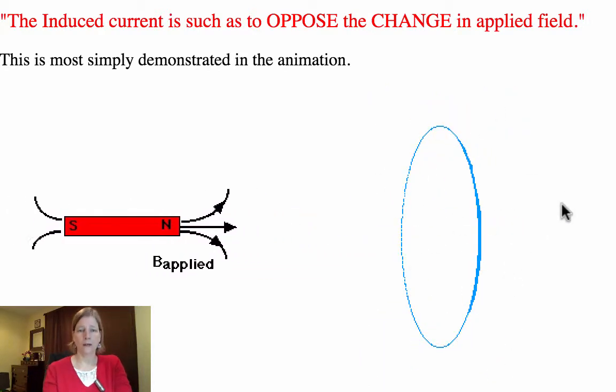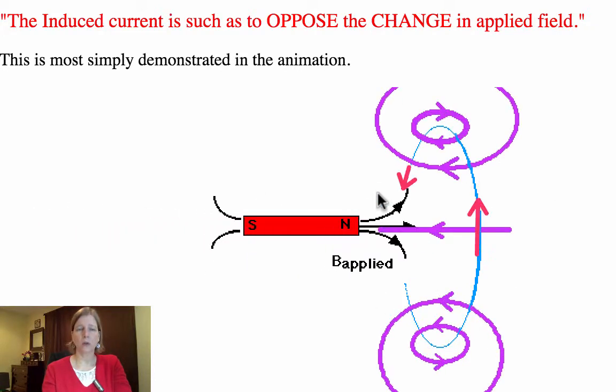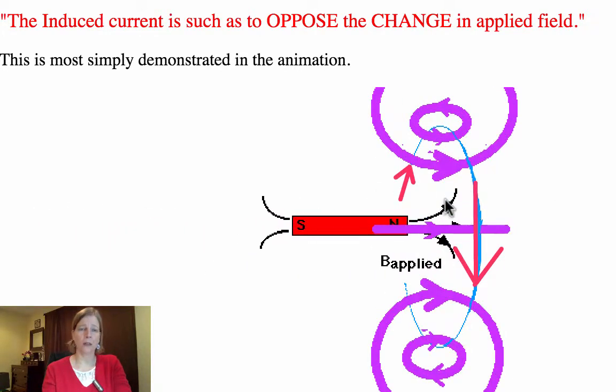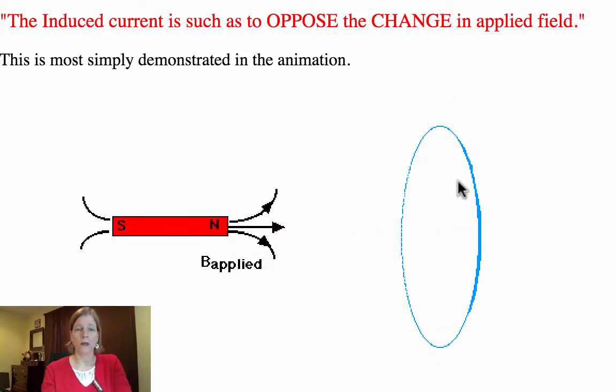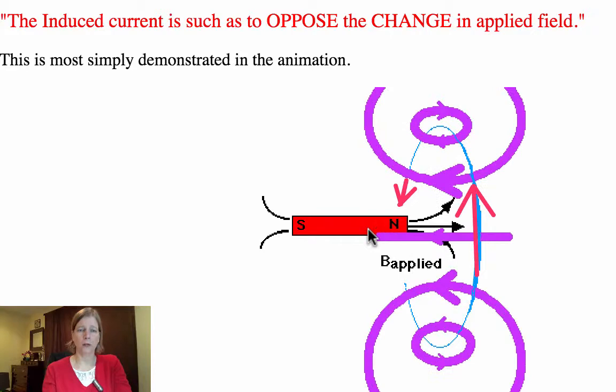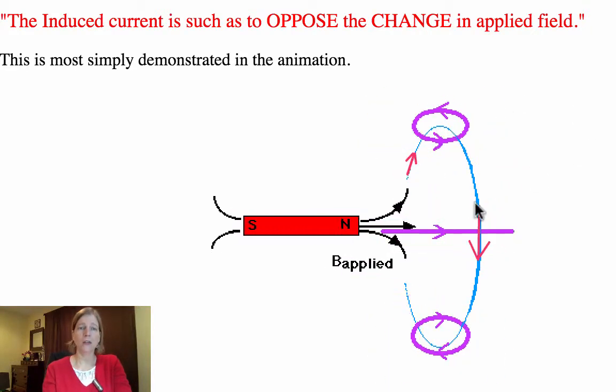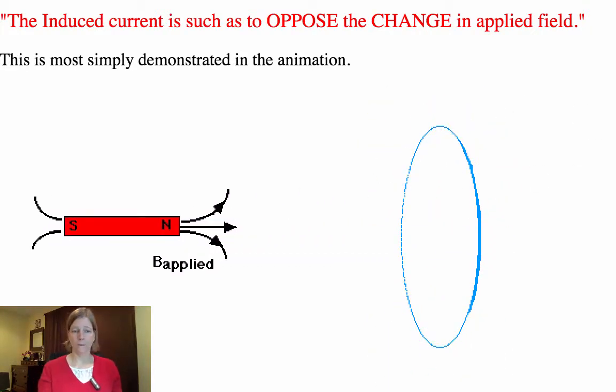And you can work it out and see that the generated current, whichever direction it's going, is creating a magnetic field, which is shown in purple, going in the opposite direction to the change in flux provided by the external magnet. So it's another visual for Lenz's law.